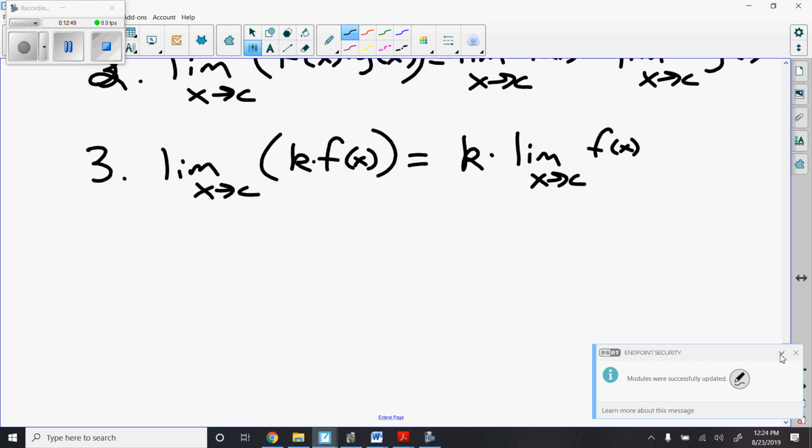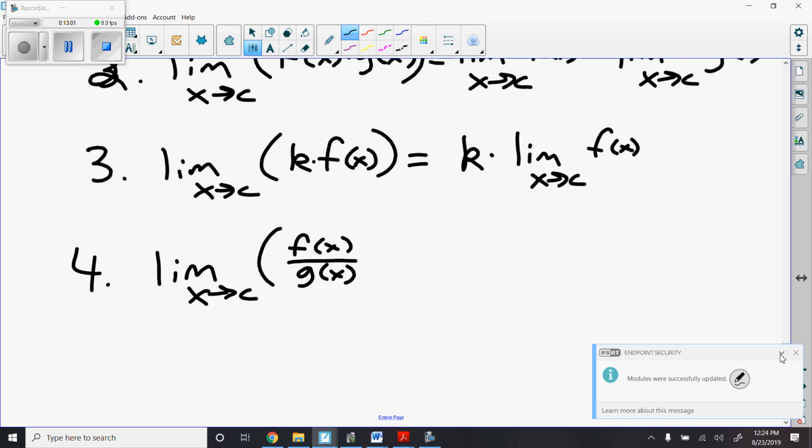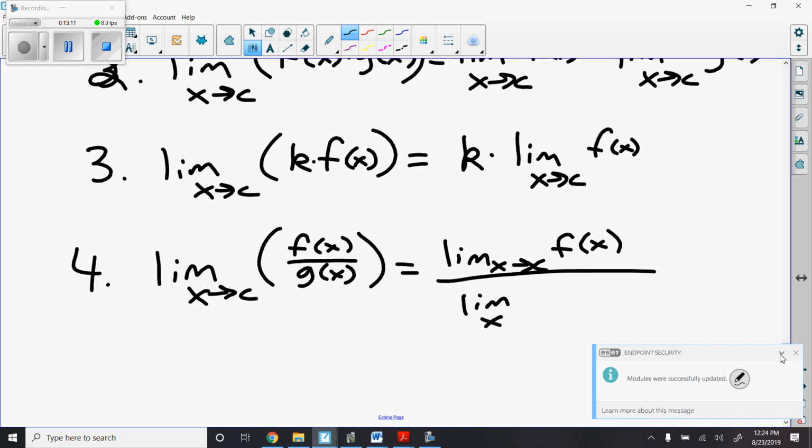Our fourth and last rule is this. It also works with division. This works as long as the limit as x goes to c of g of x does not equal 0. It doesn't work when we divide by 0.